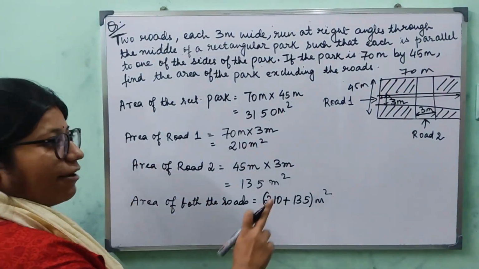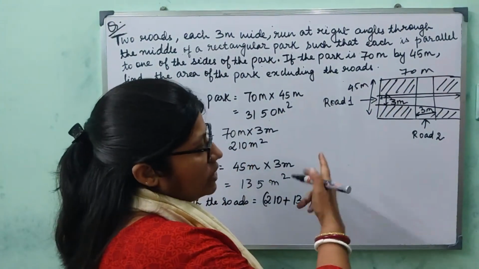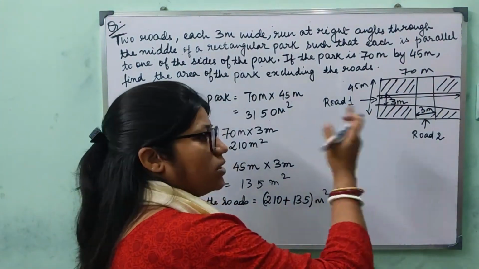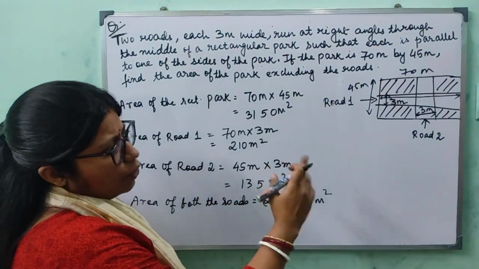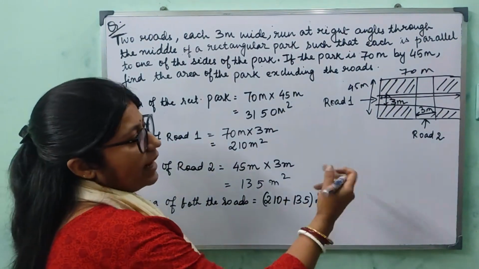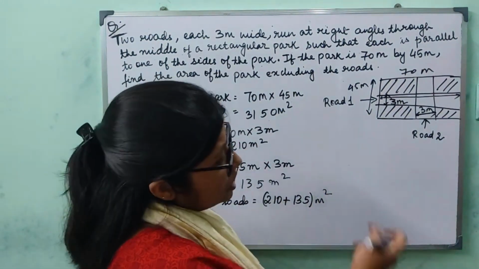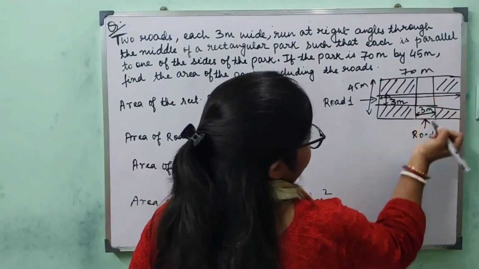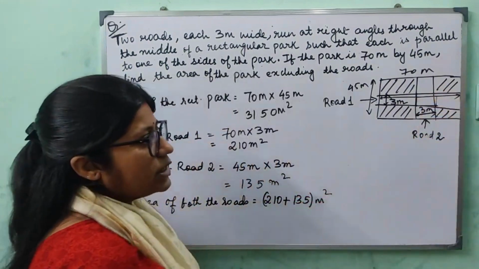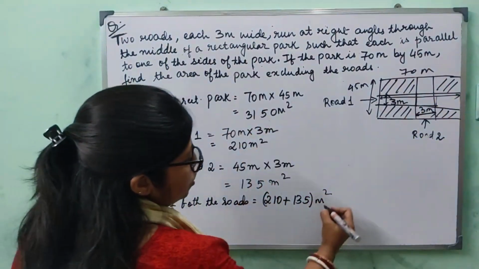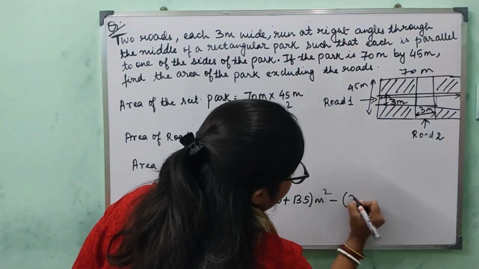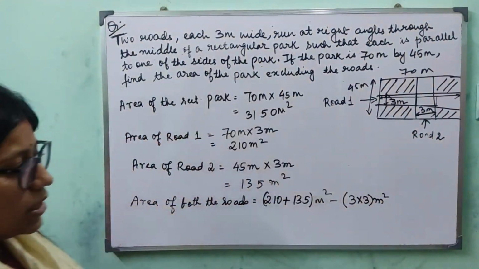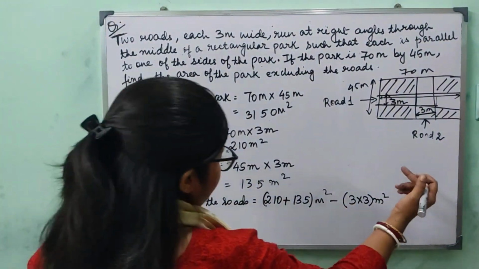As a result, we have to remove it once. Why? Because that was the overlapping part, and the area was covered 2 times. So we'll remove it once. Now to remove that area once, we need to know the dimensions of that portion. Here it is 3, here it is 3, everywhere it is 3. So it's a square. The area of the common portion will be 3 into 3 meter square, because area of a square is side square.